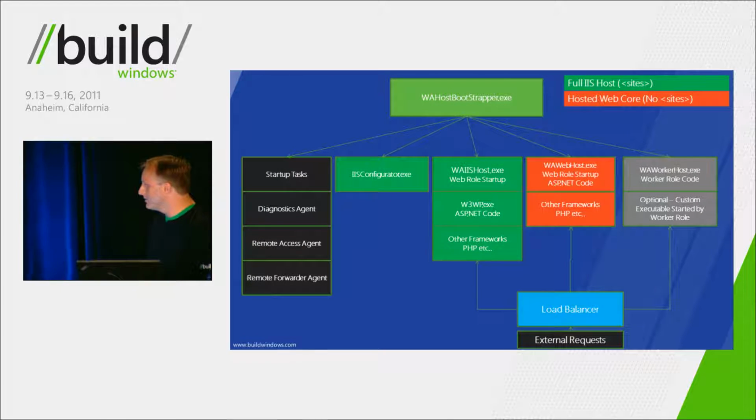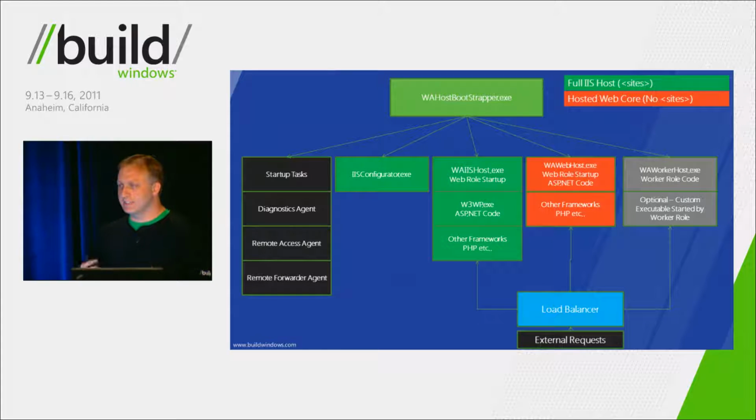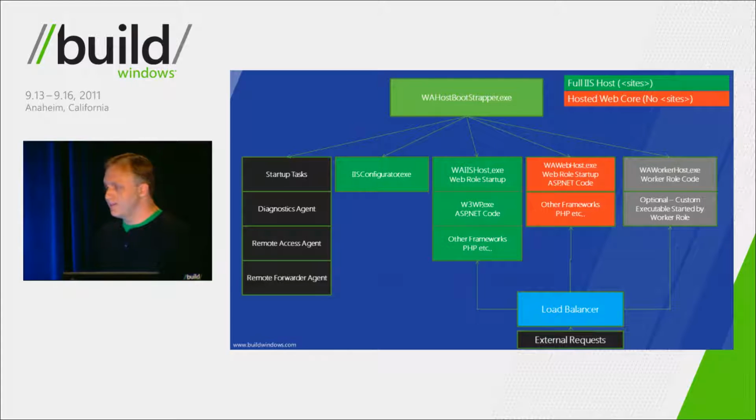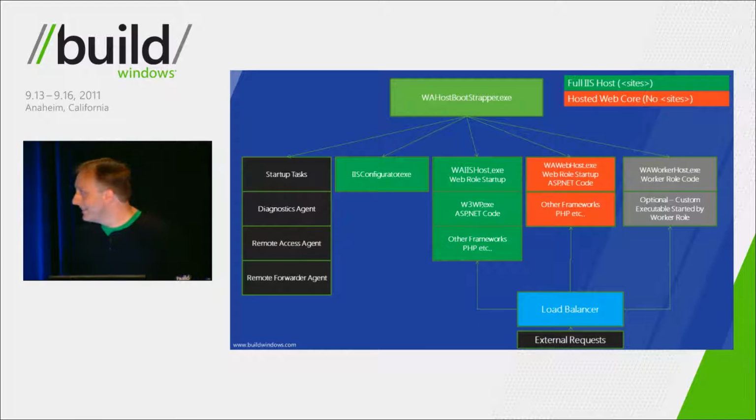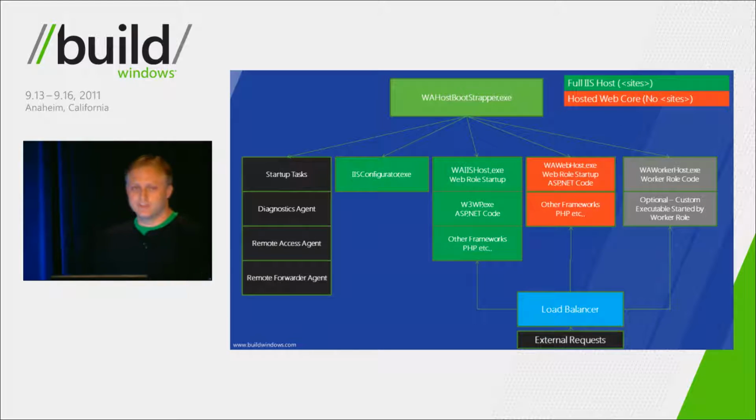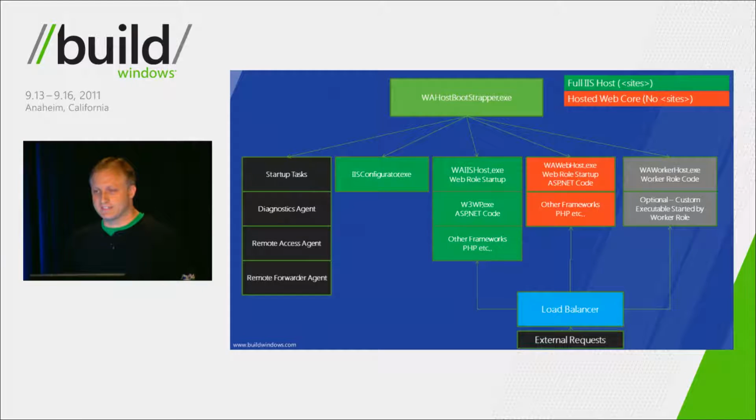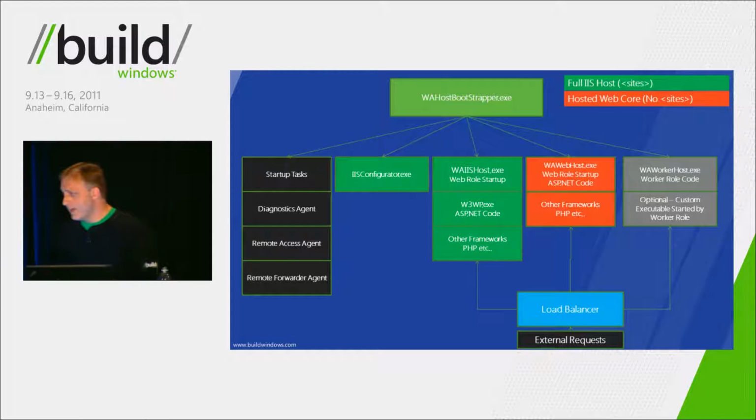So here's a little diagram that gives you a good overview of where your code would live. If you're an ASP.NET app and you're running in full IIS mode, you have a sites element, and your ASP.NET code would run in the W3WP process just like normal. If you have code that's starting in a worker role or in your OnStart method for your web role, that does not run in the W3WP. It actually runs in WaIISHost. So that's one area where you have to be careful about trying to access data from either process.